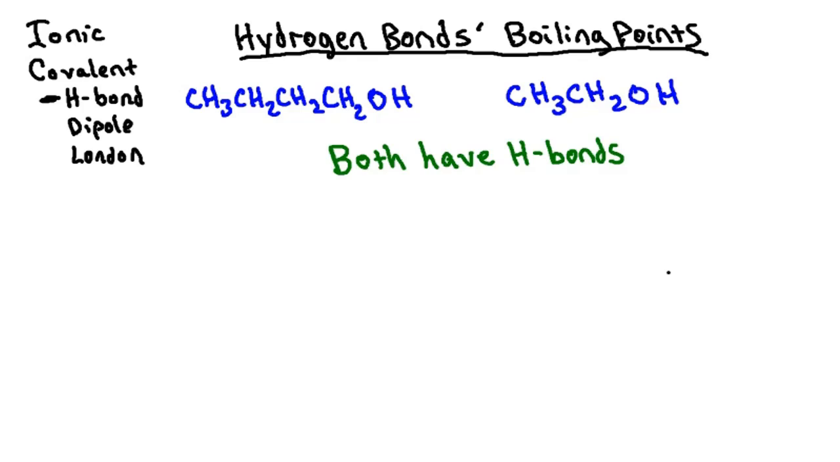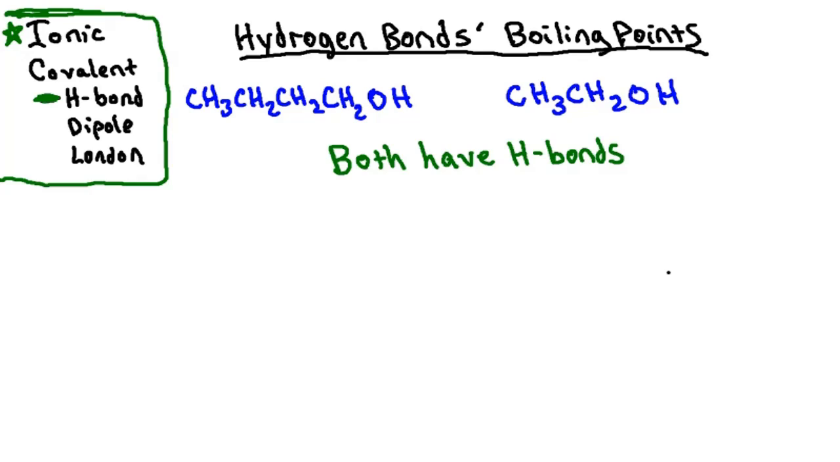So what if you want to rank different hydrogen bond molecules and find out which has the higher boiling point if they both have hydrogen bonds? So again, up here on the upper left corner of your screen, I have the different molecular forces and their ranking according to highest boiling point to lowest boiling point. The ionic is the highest boiling point. And then we have covalent bonds. And under those covalent bonds, we have the hydrogen bond, the dipole-dipole bond, and the London dispersion forces. So right now we're working on the H bonds.